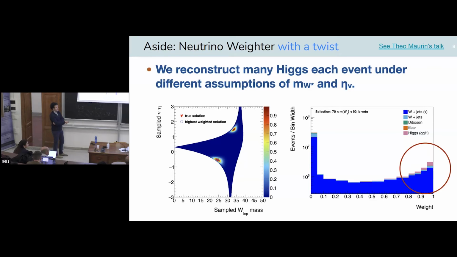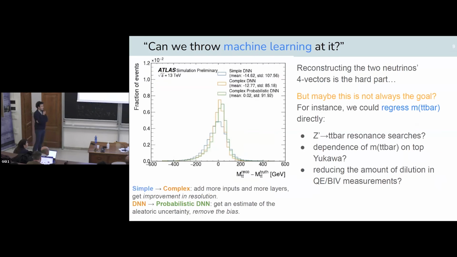This is exactly what you do, right? You go along this plane and you look for each point on this 2D plane, you compute your neutrino weight, and you see that the weight is maximized in the case where you actually have the correct solution from your truth Monte Carlo. Okay, now I'll switch to the machine learning approaches to top reconstruction.